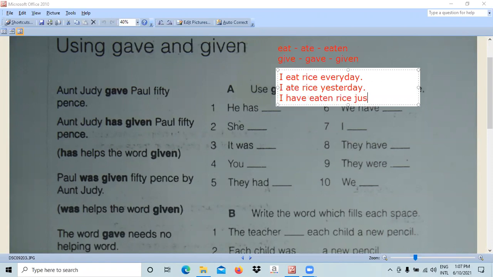I have eaten rice just now. Here, eaten is the past participle verb, and have is a helping verb. This helping verb may be anything: has, have, is, are, was, were, can be, will be, shall be. The basic rule is that present tense and past tense verbs are kept alone, but a past participle verb should be with a helping verb.